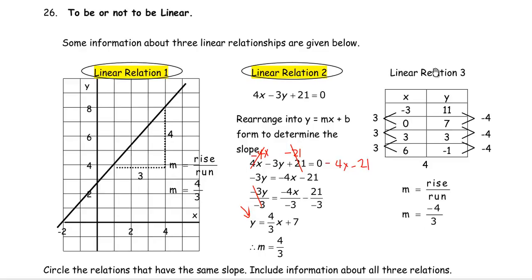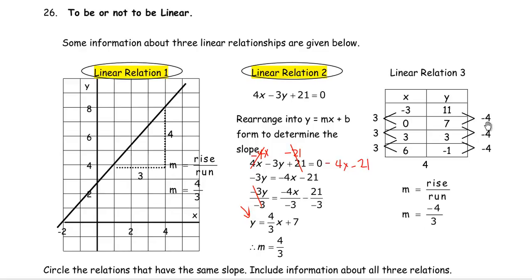In linear relation 3, we're given a table instead of an equation or a graph. If you look at the differences between the x's and the y's, to get the rise and the run, you can find the slope. From negative 3 to 0 has gone up by 3, from 0 to 3 is going up by 3, and from 3 to 6 is going up by 3. Or you could go 6 minus 3 is 3, 3 minus 0 is 3, 0 minus negative 3 is 3. And a similar idea with the y's.